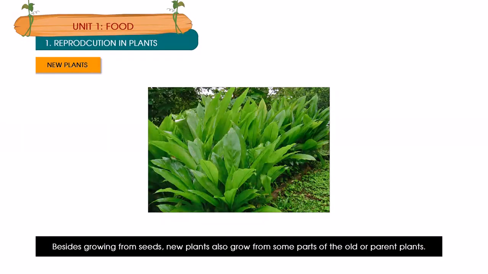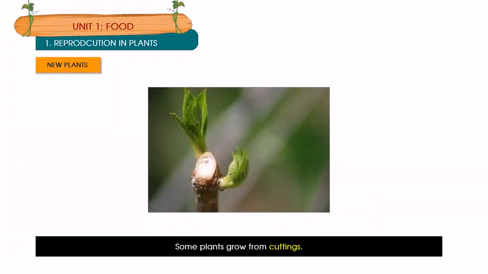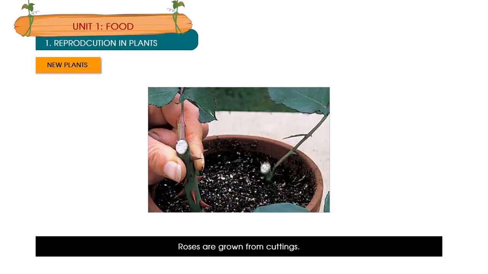New plants. Besides growing from seeds, new plants also grow from some part of the old or parent plants. Some plants grow from cuttings. Gardeners often cut off a piece of the stem of a hibiscus plant and put it into the ground. Roots grow and new leaves sprout from it. The stem becomes a new plant. Roses are grown from cuttings.